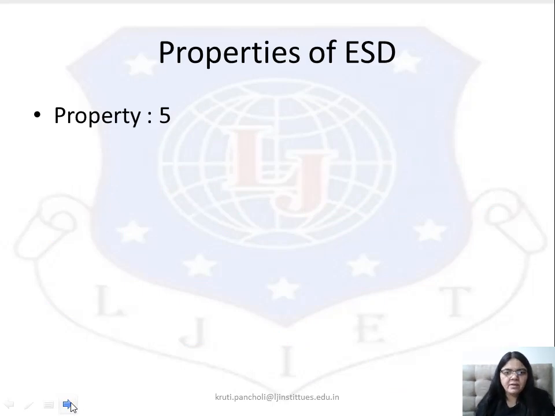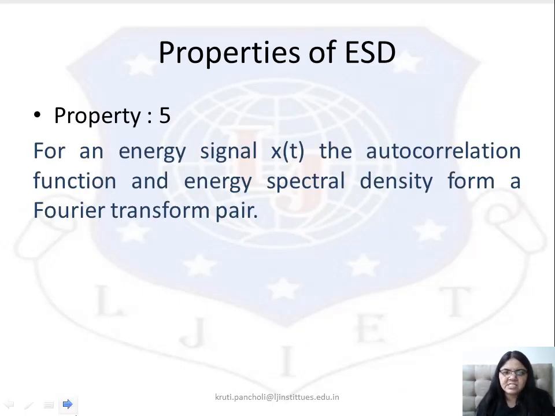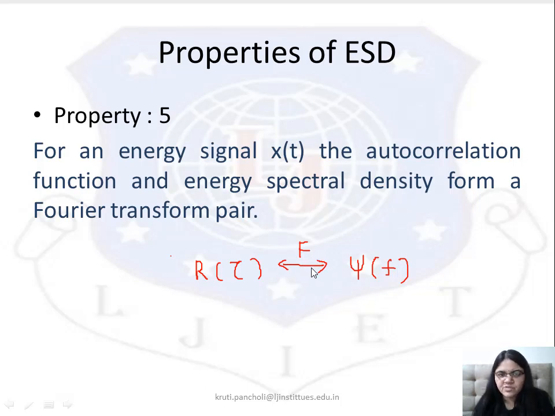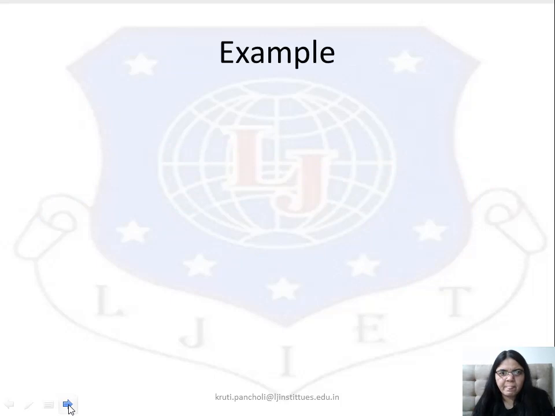Property number 5. For an energy signal x(t), the autocorrelation function and energy spectral density form a Fourier transform pair. Autocorrelation means the correlation of the function with itself. So it is denoted by R(tau), and the Fourier transform of that provides you the psi(f). We will study the autocorrelation in another chapter. So right now you have to keep in mind only this thing.